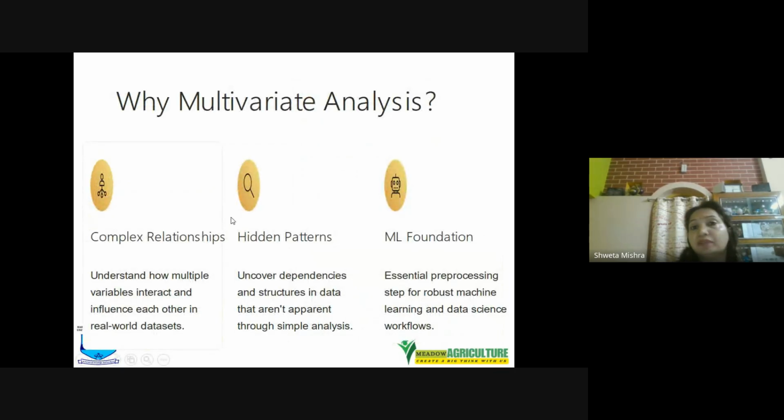Next is, why are we going to use multivariate analysis? The idea is that it will help us to provide the relationship between complex variables, and using these relations between the variables, we will be able to find the hidden patterns that we cannot easily see. And then the ML foundation, machine learning, helps us to understand and implement the algorithm, so that we can decide, or we can get the new data.